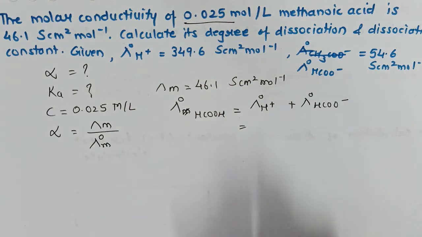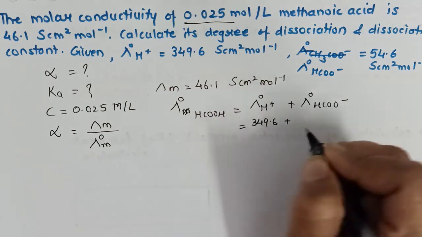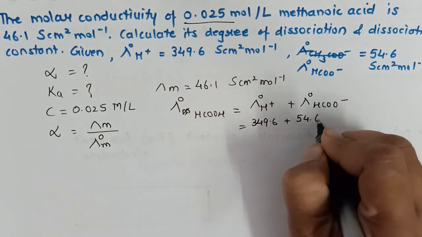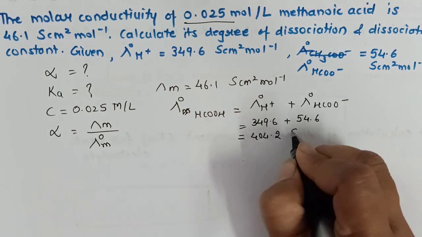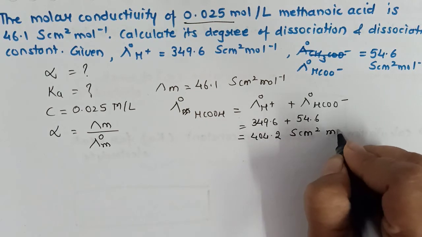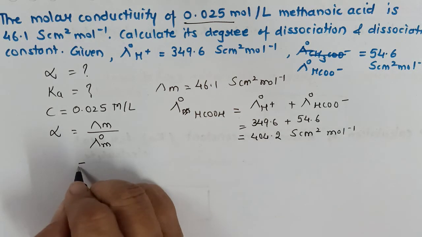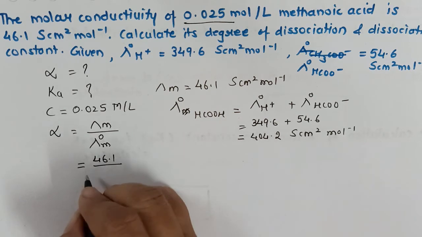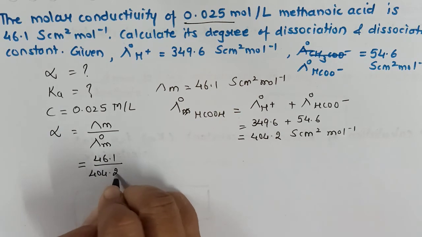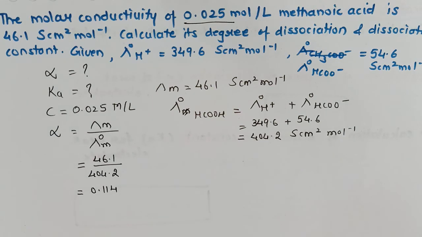These values are already available with us. So 349.6 plus 54.6 gives you 404.2 Siemens centimeter square mole inverse. Now this we can directly substitute. Lambda m is 46.1 upon 404.2. Solving this, we get 0.114.